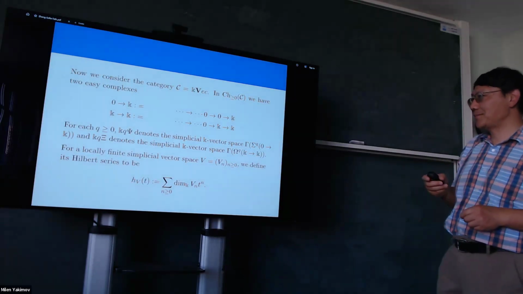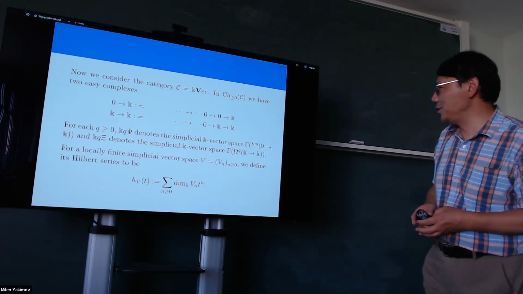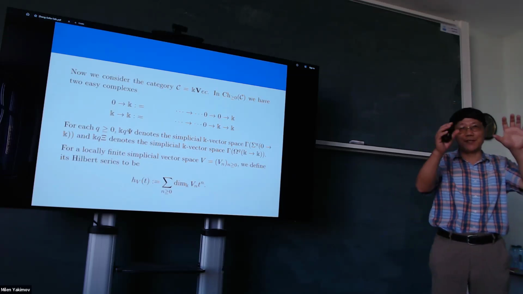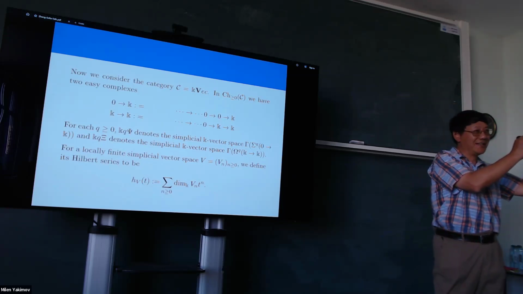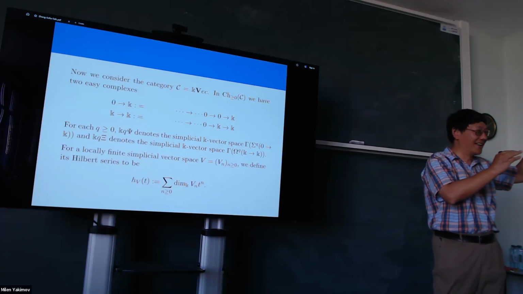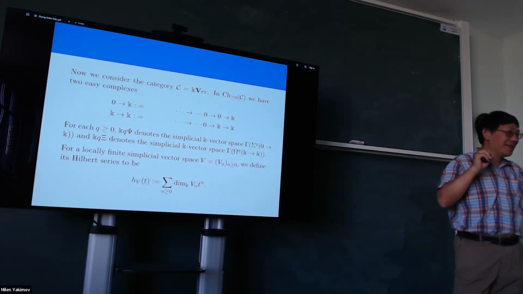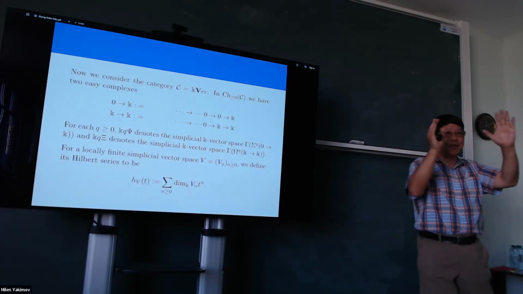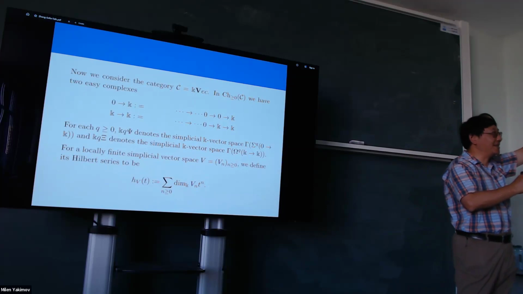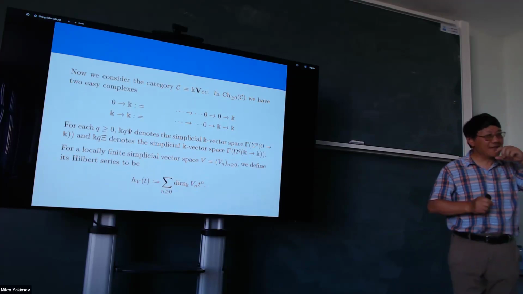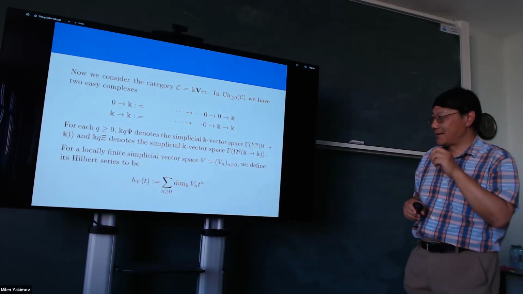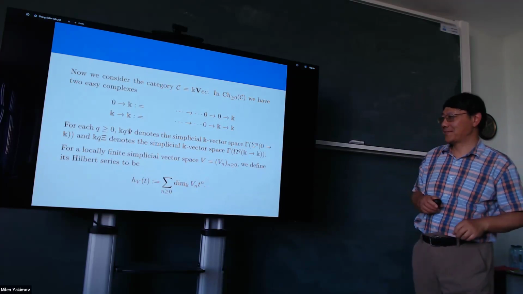Then for each Q, I first shift this complex to position Q. Then you take gamma. Okay, that's the definition. We start from the easy one, then we shift to position Q, then we take gamma. So these are the two simplicial K vector spaces.